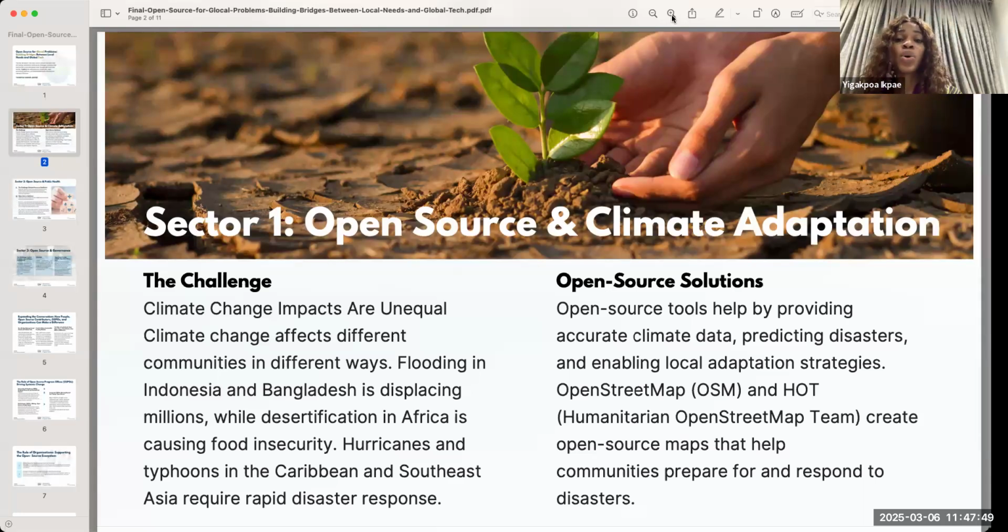Just so everyone can follow along, and if you want to check them out, there's also Open Climate Fix. They use open source machine learning models to predict solar energy production and optimize energy grids. What does this help do? It helps regions transition to cleaner, renewable energy sources and reduces reliance on fossil fuels. And I think that's amazing because I'm also a climate advocate.